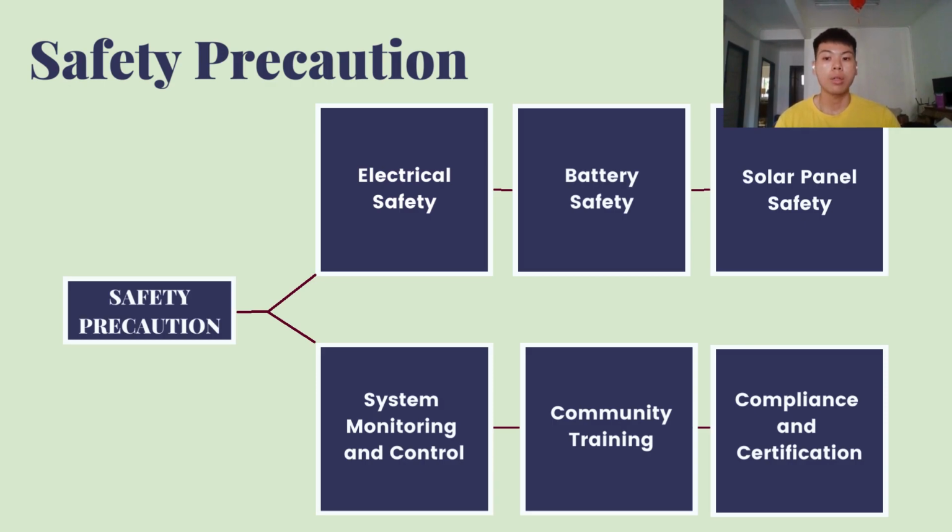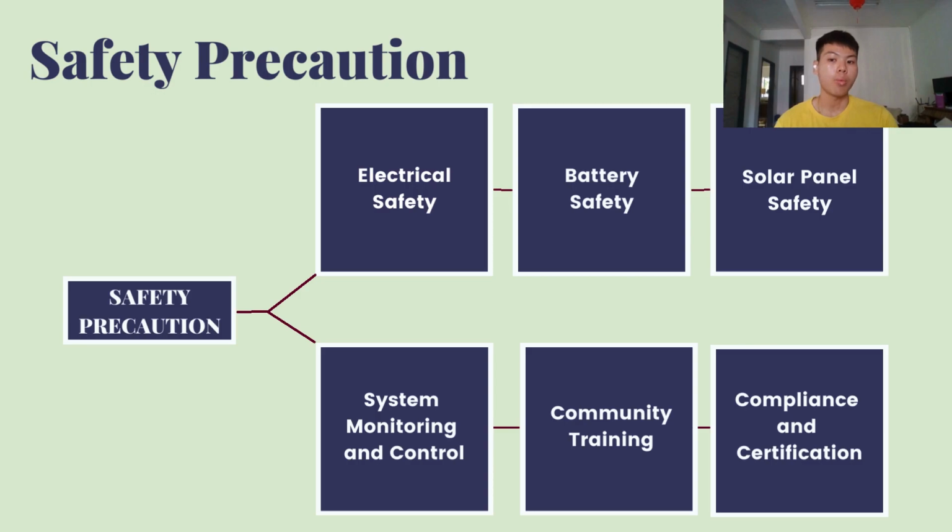We can use high quality wiring with proper insulation to prevent electrical shocks and short circuits, and install circuit breakers, fuses and isolation switches for overload protection and secure maintenance. Implementing a grounding system to redirect electrical faults safely into the ground is also a way. And lastly, clearly label all the electrical components for easy identification to avoid any mistakes.